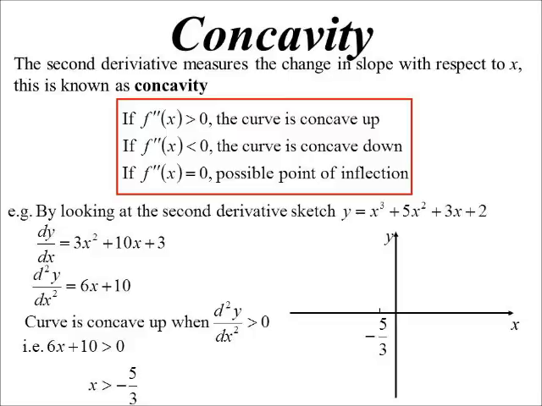And straight away, I've got an idea of a picture, so I can draw a really rough picture. There's minus 5 on 3. I know on the right-hand side of minus 5 on 3, it'll be concave up. On the left-hand side, it'll be concave down. That's a very rough sketch. I haven't bothered to find out the location of those turning points or where the x-intercepts are or anything like that.